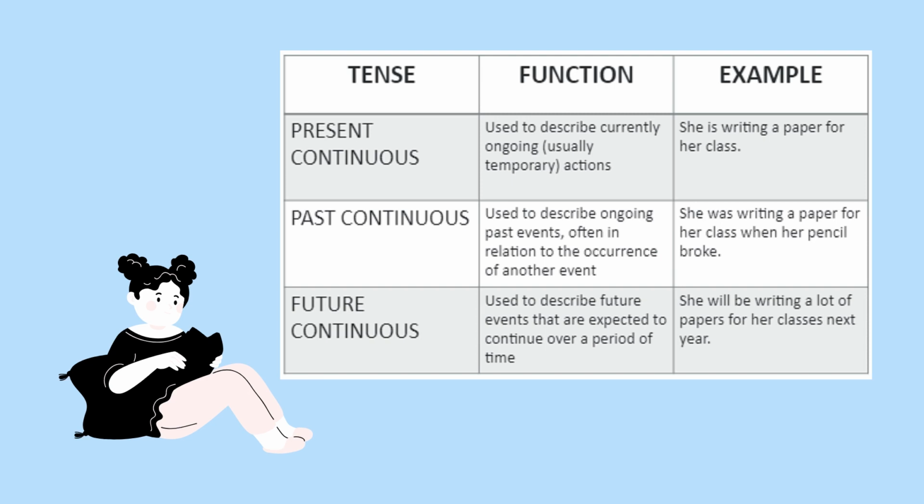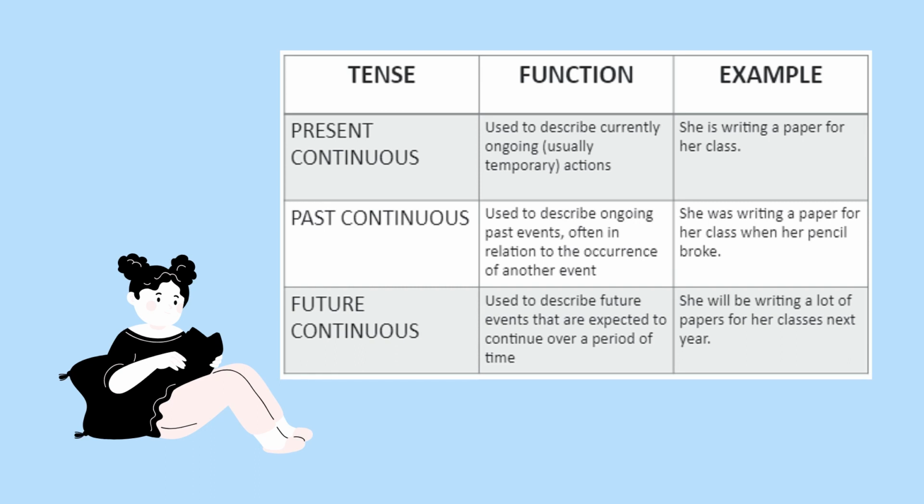Now here, she is the subject. Will be writing is the will be form with the ing form of the verb, as I mentioned before, and a lot of papers is the object. Also, for her classes next year, in this statement describes the future.